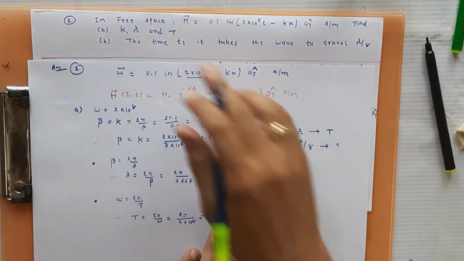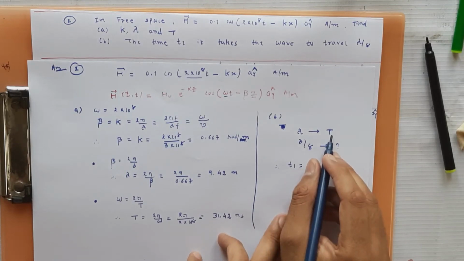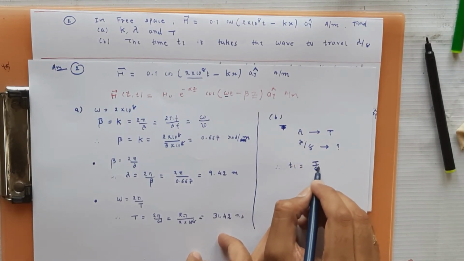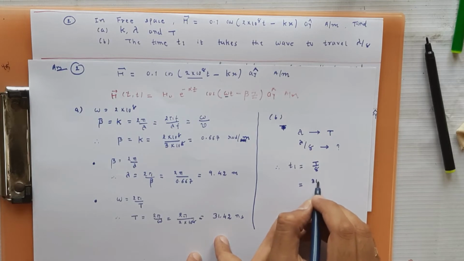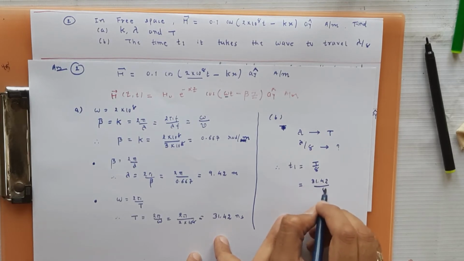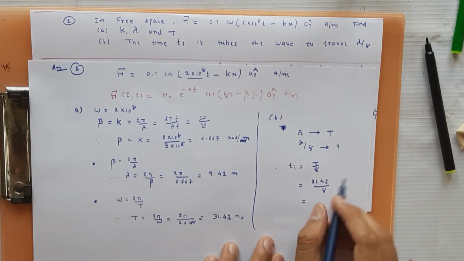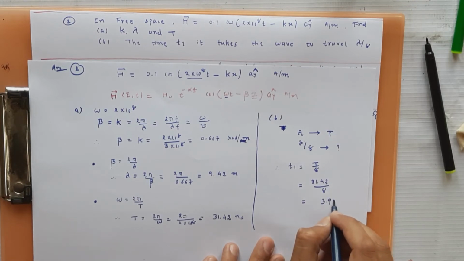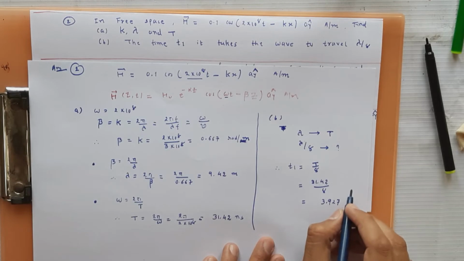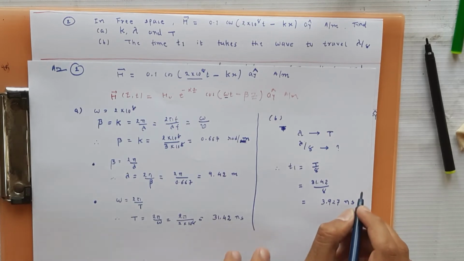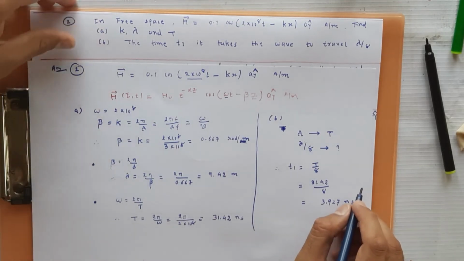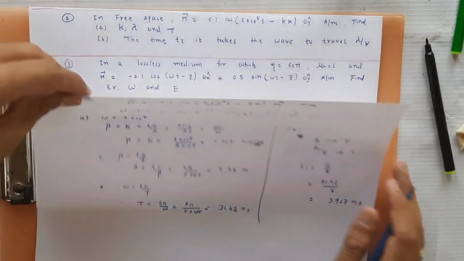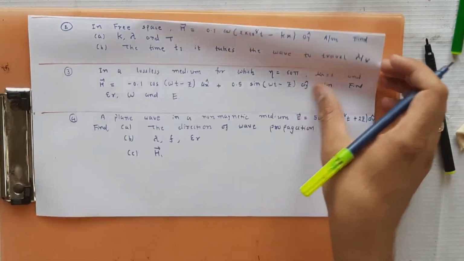So the small t1 is lambda by 8 times T by lambda, so it is T by 8. So it is 31.42 divided by 8. So the answer is 3.927 nanosecond. Clear? So it's a very simple example. Okay, next, example number 3.